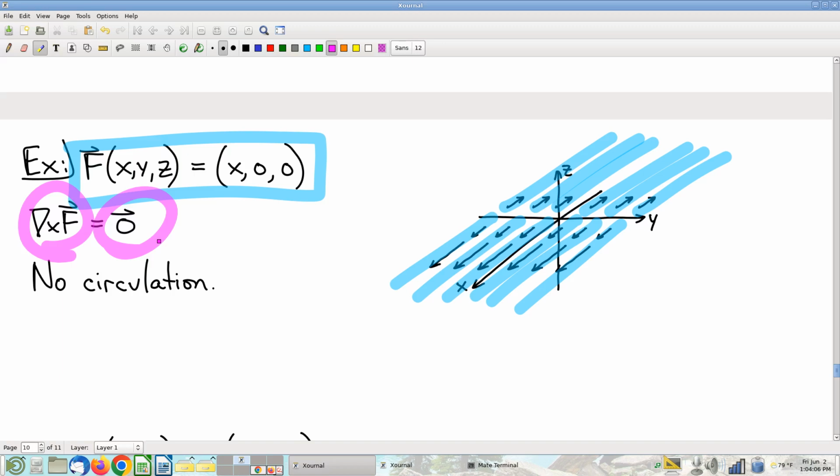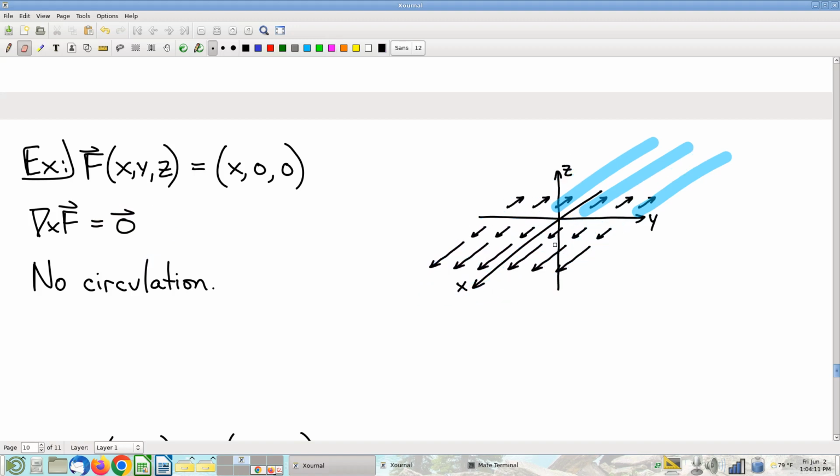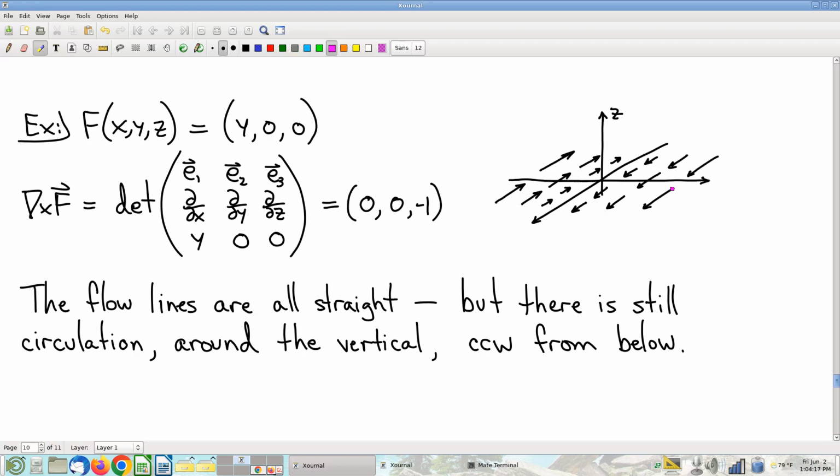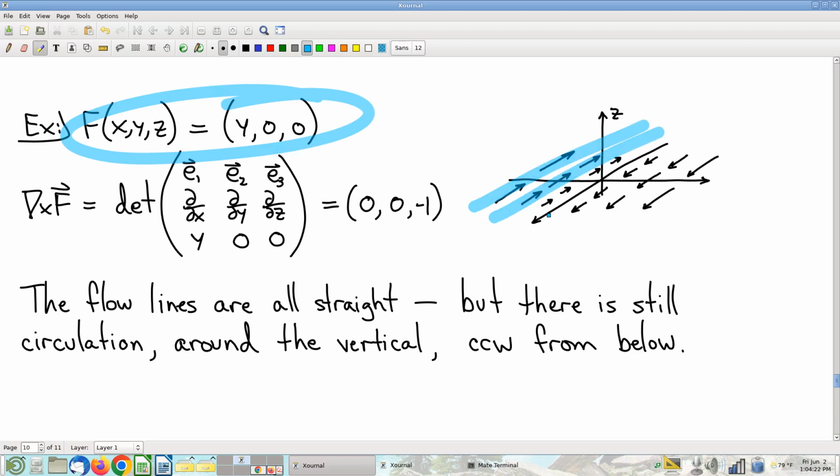Let's be careful about this though. This next example is going to look similar, but it's importantly different. Here we go. We've got a vector field, and the flow lines are kind of like this, and then they change direction. But nevertheless, all the flow lines are straight lines. It is tempting to say that there's really nothing rotating, no rotational aspect of this fluid. For crying out loud, the flow lines are all straight lines. Here's the thing, though. Let's compute the curl.